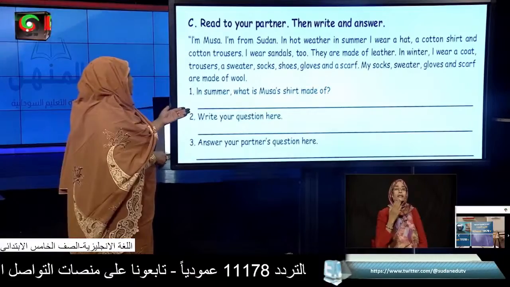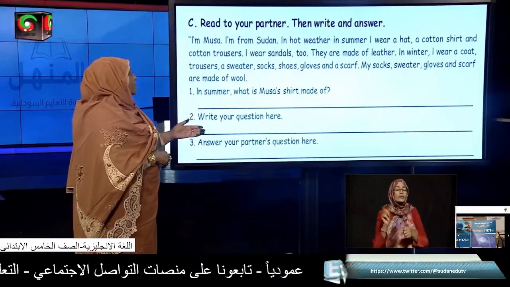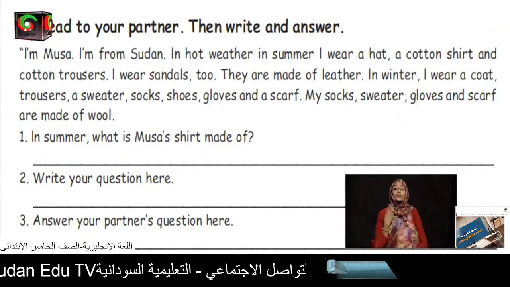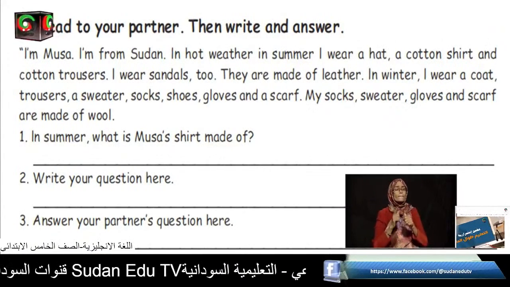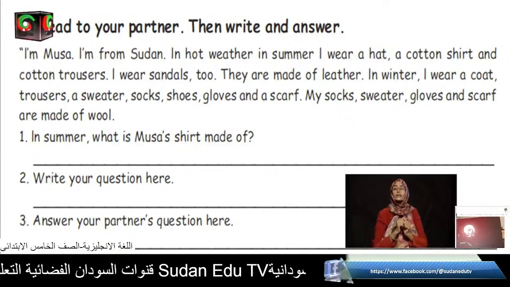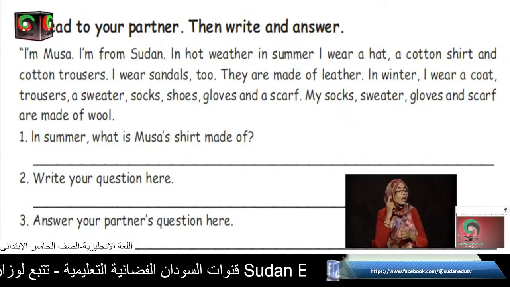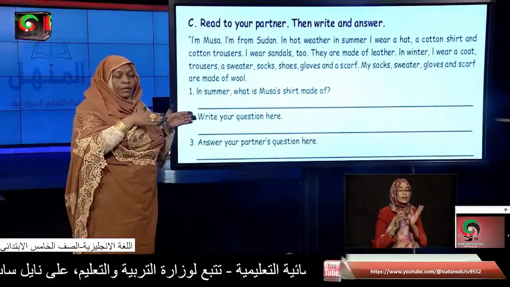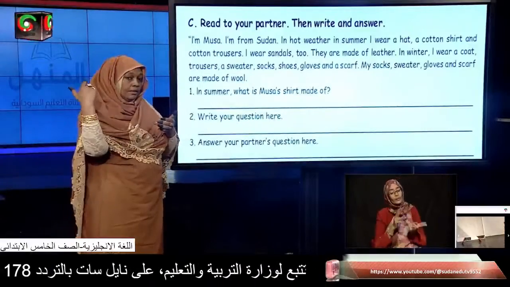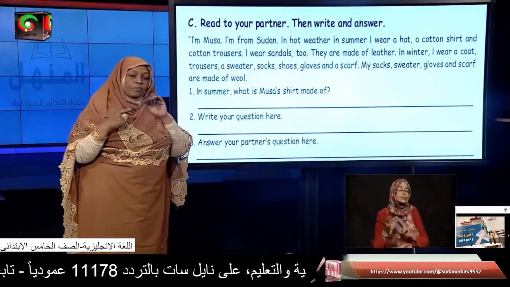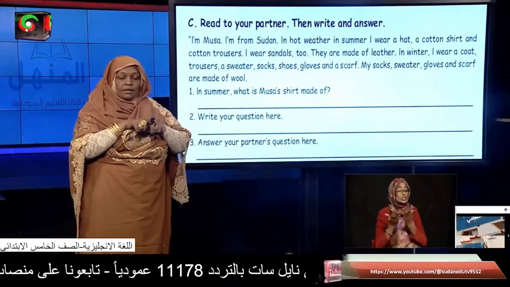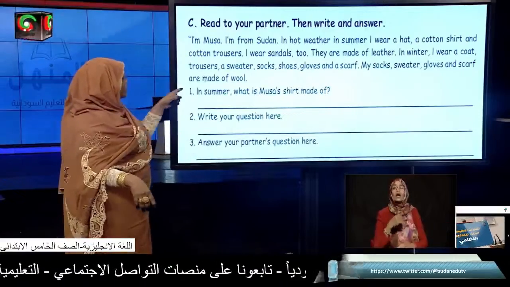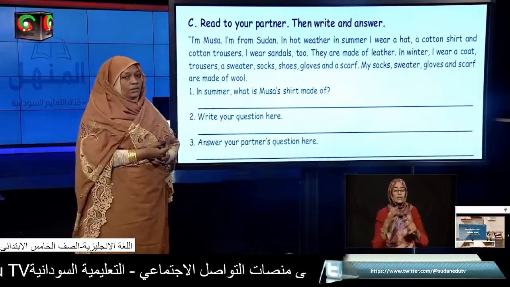Read to your partner, then write and answer. I'd like you to work in pairs, okay? One is going to read, and the other is going to listen and follow. After the first one finishes, the second pupil is going to read, and the first one is going to listen. After finishing reading together, you are going to read question 1 together, and then you look at the passage and answer the question. Okay?